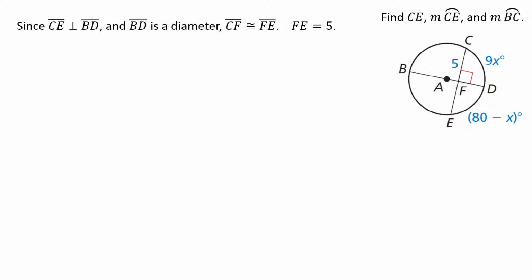Well, we have a diameter. We have a perpendicular intersection. Because BD is a diameter, and because it's perpendicular to segment CE, we know segment CE has been bisected. So if the distance from C to F is 5, the distance from F to E also has to be 5. So the distance from C to E will have to be 5 plus 5, which is 10.